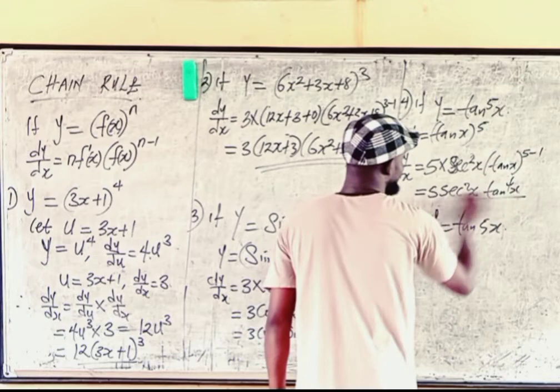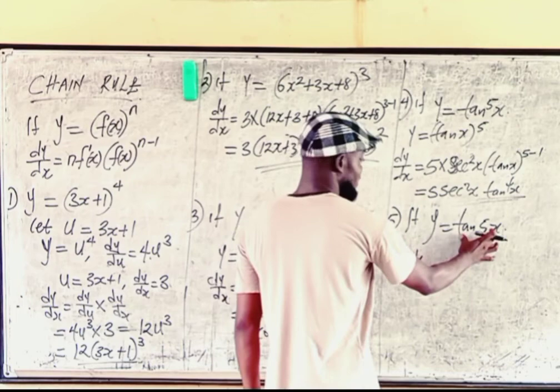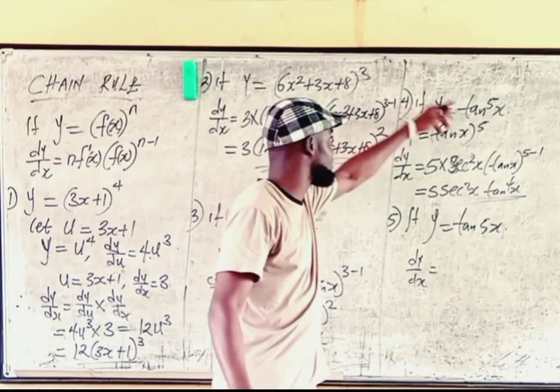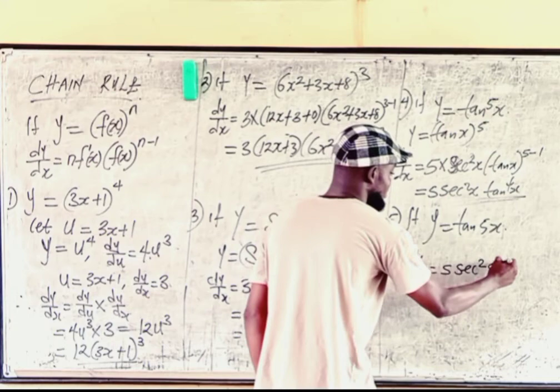Then let's look at this. Lastly, dy by dx will be equal to. Now look at this. If I want to solve this, this is different from this. I just want to show you this example, because this one is tan raised to the power 5, but this one is just tan 5x. I want to solve this one now. Just differentiate this 5x, what do you have? 5. Differentiate tan, you have sec squared. Then repeat the 5x now.